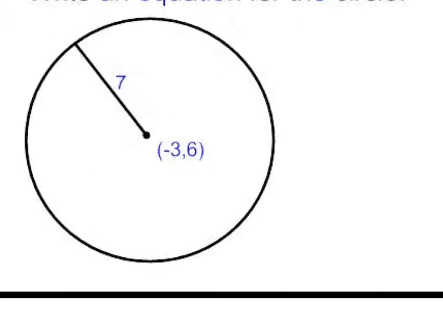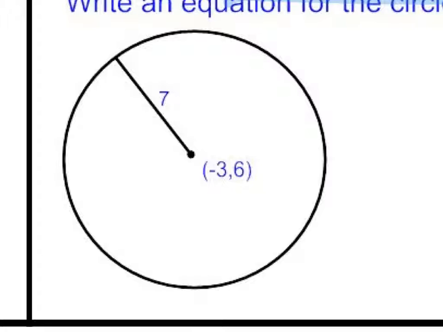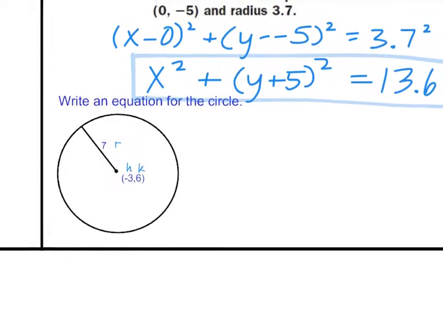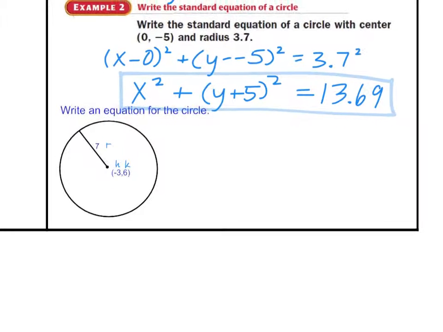Write an equation for this circle. Your radius r is 7. And then -3, 6 is h, k. Plug it in, plug it in. Since we're doing x minus h every time, just start changing the signs. So x, it was -3, so what do I put? +3 squared.